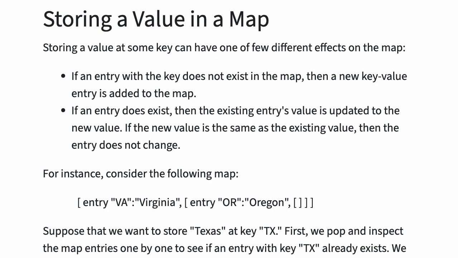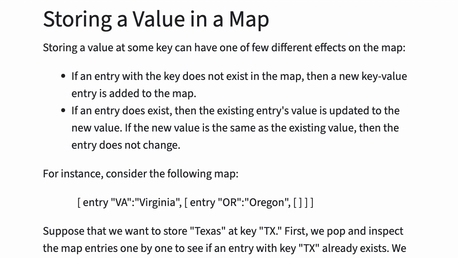Storing a value at some key can have one of a few different effects on the map. If an entry with a key does not exist in the map, then a new key value entry is added to the map. If an entry does exist, then the existing entry's value is updated to the new value. If the new value is the same as the existing value, then the entry does not change.